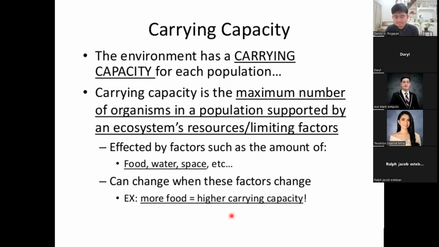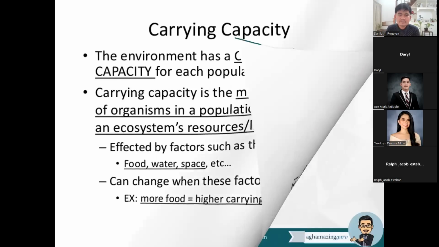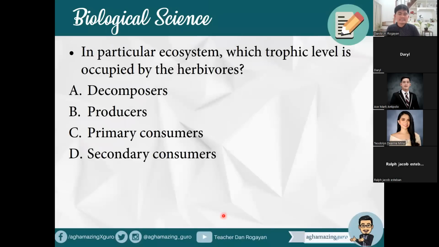Okay. So next. In a particular ecosystem, which trophic level is occupied by the herbivores? A, decomposers. B, producers. C, primary consumers. D, secondary consumers. Herbivores.